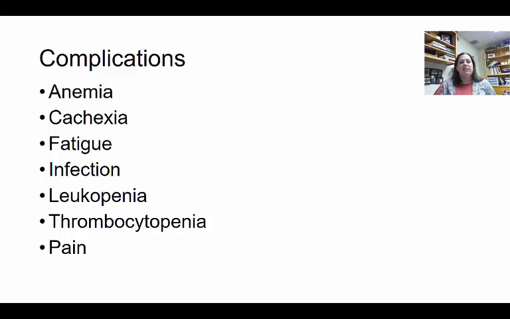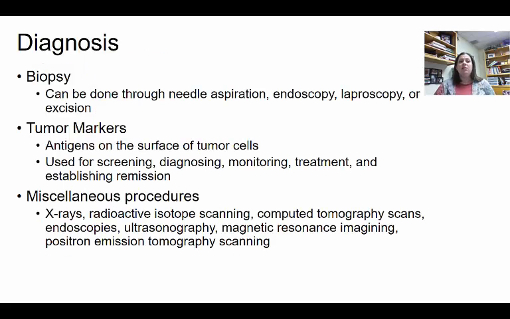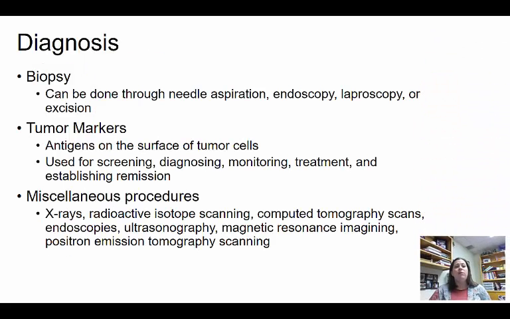We see that they could have fatigue, infections. Again, if their immune system is down due to fighting the cancer and also any kind of treatment that comes along, other infections could take the opportunity. Leukopenia, this means their white blood cell count can decrease. Thrombocytopenia means that their platelet count will decrease, which means that blood clotting won't happen as easily, and they also could have very large increases in pain. So how do we diagnose cancer? We would do a biopsy.